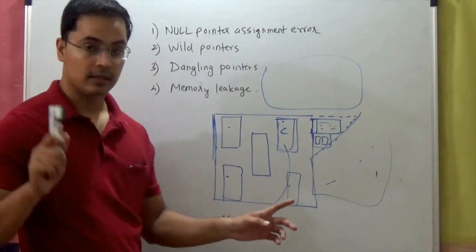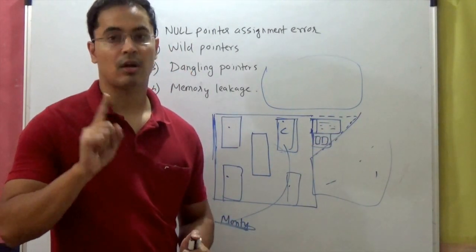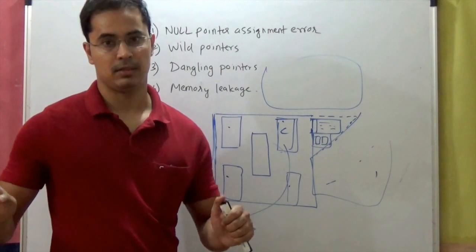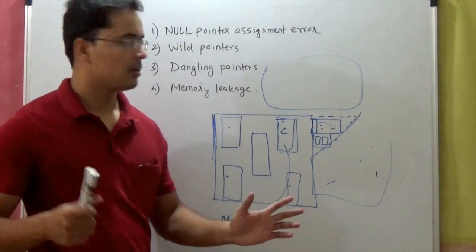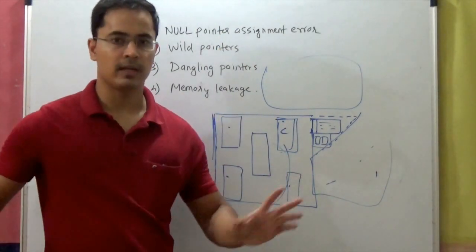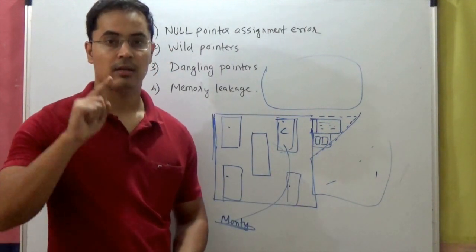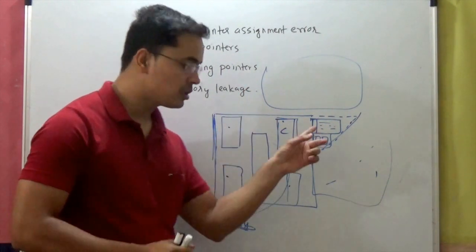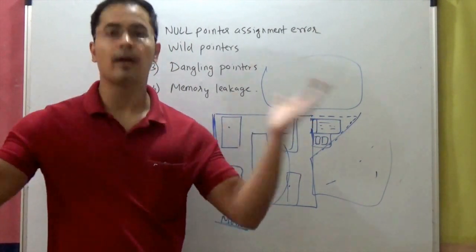So this is what happens when you access an area which is not allocated to you. Anything can happen. It could be a wild pointer. It could be a dangling pointer. It could be an error. It could be anything. It could be a segmentation fault. So do not try, even by mistake, to use the area which is not allocated to you. Results are unexpected.